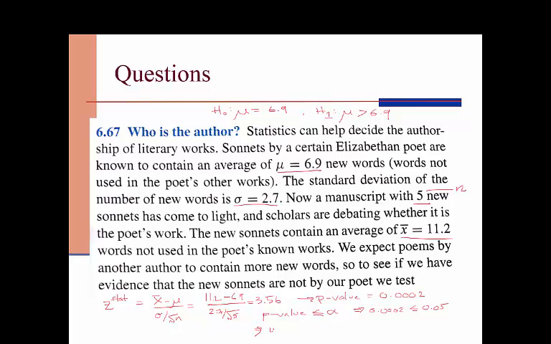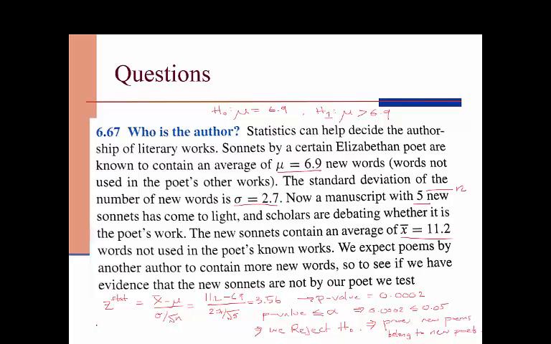Therefore, we reject H naught. And this proves that these new works are for new poets. So this proves new poems belong to new poets. Okay, and you could do this exactly the same way with Z statistic and Z critical.